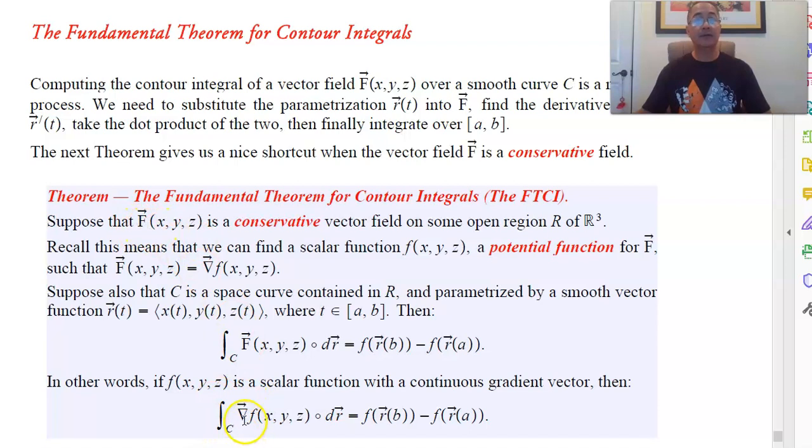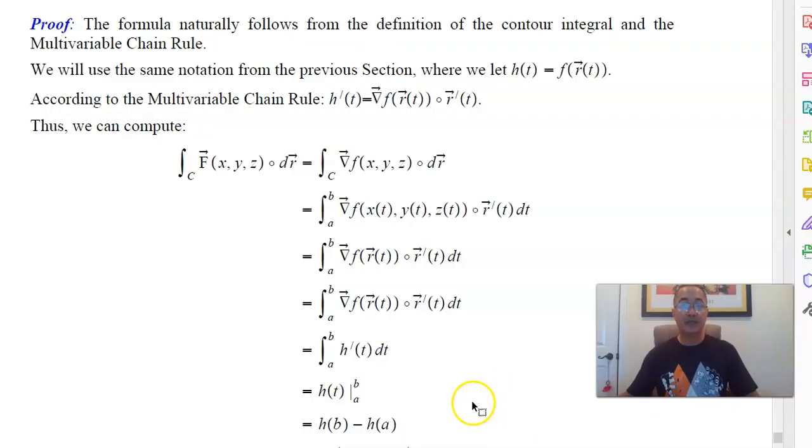So another way to write down the fundamental theorem without using capital F is: the contour integral of the gradient of f dotted with dr is just f evaluated at the terminal point of the curve minus f evaluated at the initial point of the curve. The proof of this is short and sweet and follows directly from the multivariable chain rule.